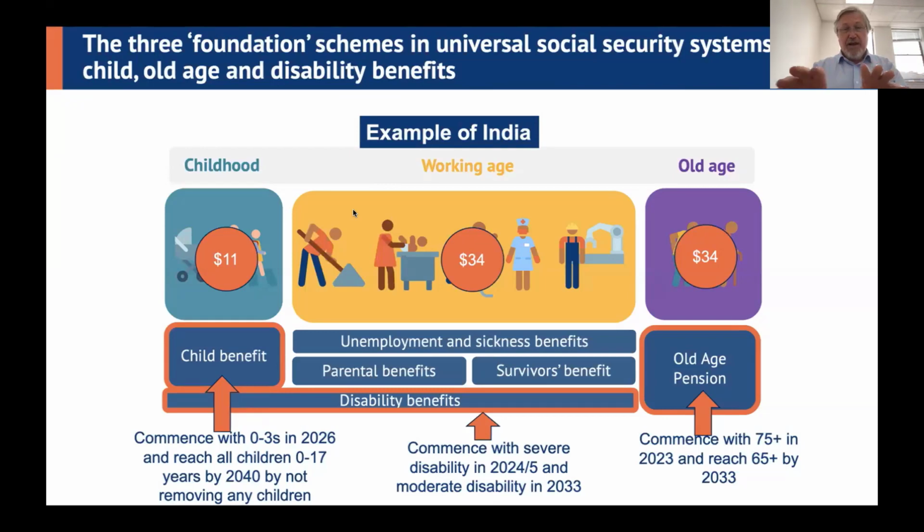Now, the transfer values that I put here, the $34 for adults and $11 for children, are based on the median level of transfer that we find globally, measured as a percentage of GDP per capita. To compare it to India's current system, in its old age pension and disability benefits, India currently provides only $2.50 a month. So way less than we find in the proposals here. Very minimal amount.